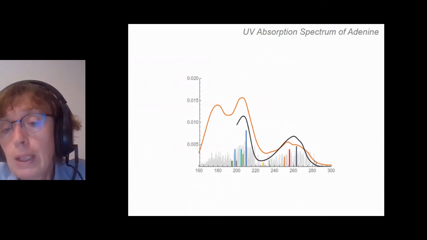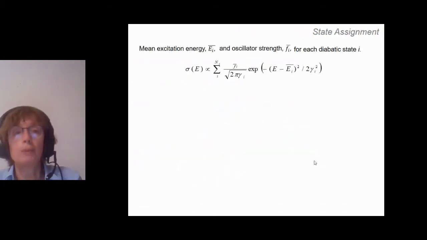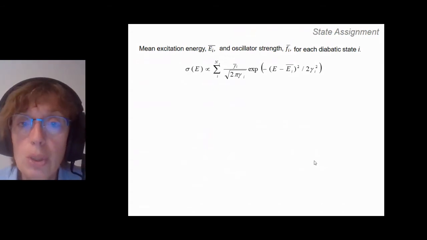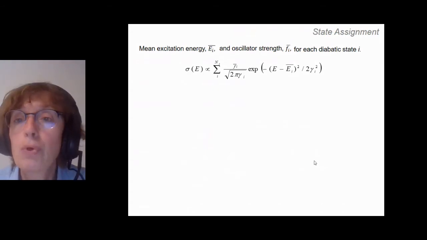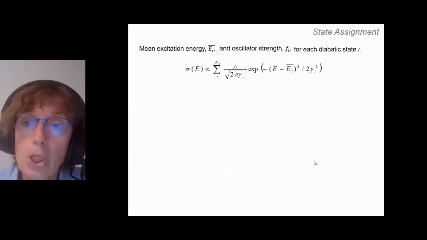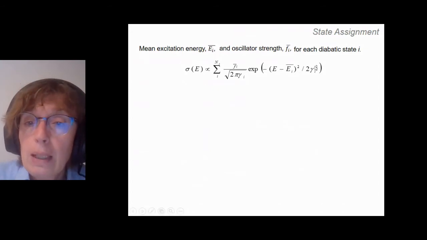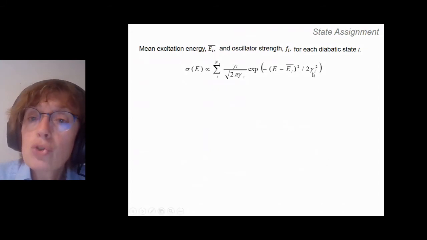What we would like to have is the transitions very well specified, different transitions, and we would like to have non-empirical factors in computing the spectrum. How do we do it? First, we have to compute the mean excitation energy of a transition and the mean oscillator strength for each diabatic state, for each electronic state I. And then the broadening function, the width of the transition, is computed from the standard deviation from the mean.